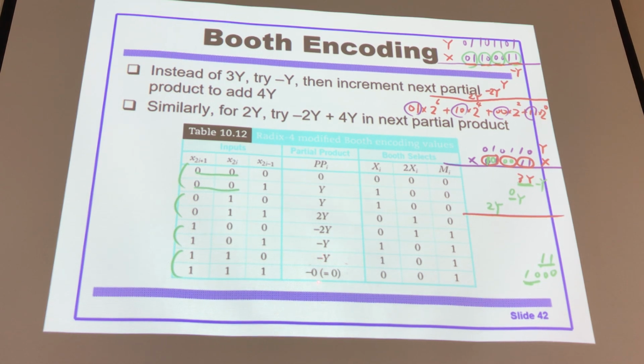So pick one term, depending on your bit here. That's why you get minus y, y, minus 2y, 2y. Add them together. There are only 4 partial parts. Instead of the original design multiply, you need to have 8 partial products. And that's going to be faster than the original multiplier.